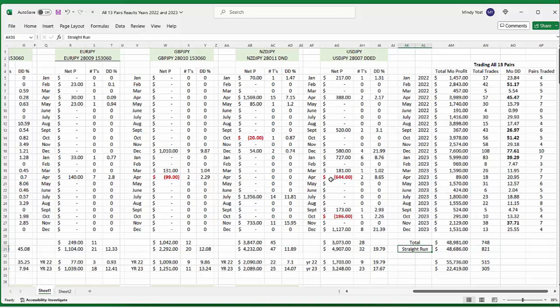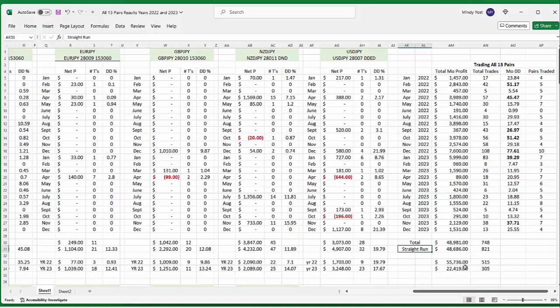Okay, now if you would have left it straight through, a straight run through, meaning that you would have let these negative situations roll over into the next month and close themselves, which they would eventually, the total was $48,686. So it was a little bit different. Had more trades, but the trades overall weren't quite as profitable.